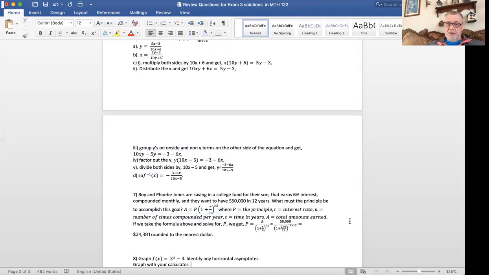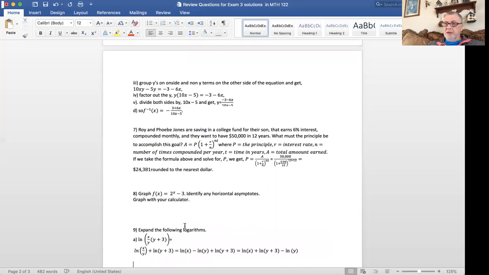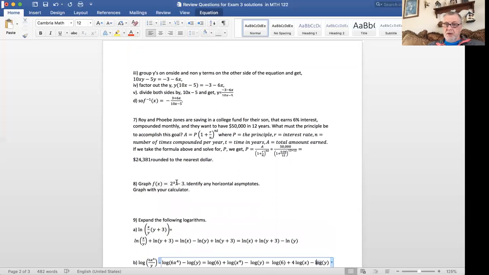For number 7, we have a compound interest problem. And I think that's pretty self-explanatory. For number 8, we're going to go 2 to the x minus 3. You're going to graph it on your graphing calculator and be able to identify the horizontal asymptote that's slid down. In this case, since we subtracted 3, the horizontal asymptote is slid down 3 units.